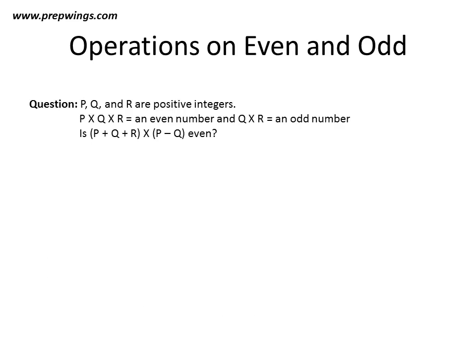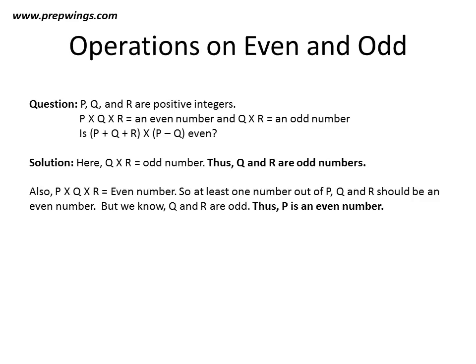Now we look at this question here. It says P, Q and R are positive integers. It also provides us the information that P multiplied by Q multiplied by R is an even number, and also that Q multiplied by R is an odd number. Now what we have to determine is: is (P plus Q plus R) multiplied by (P minus Q) even? Okay guys, so now we'll look at the solution over here.